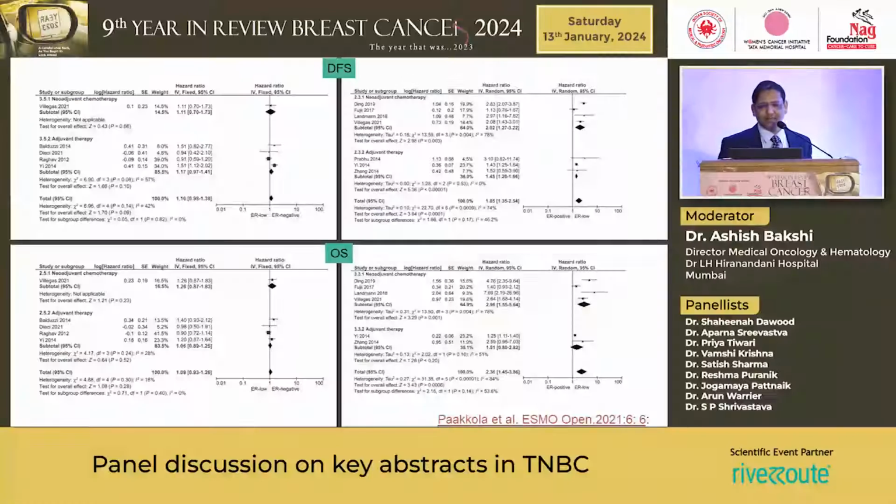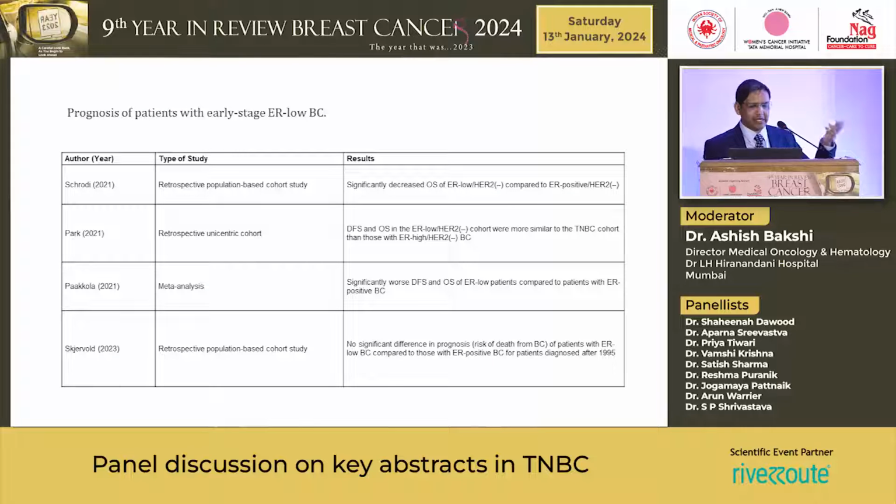Correct. So this meta-analysis by Pacola, and I think this study also tells us that behavior-wise, those patients who are ER low in terms of disease-free survival and overall survival behave more similar to the TNBC. The benefits are more akin to what you see in TNBC as compared to the ER-positive disease. As you can see here from the forest plots, between ER-positive and ER-low, the benefit with chemotherapy is more in the ER-low as compared to the ER-positive disease. And this study by Dr. Irma just confirms the several other studies that have been done so far.